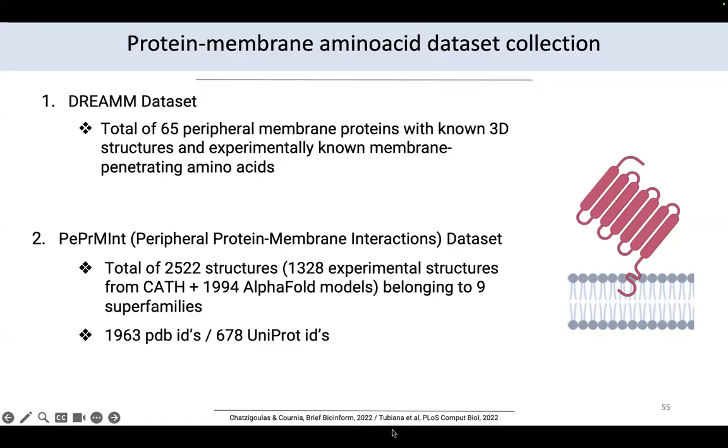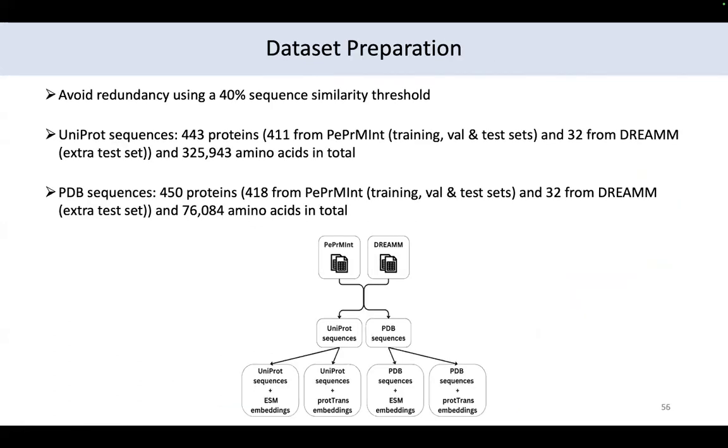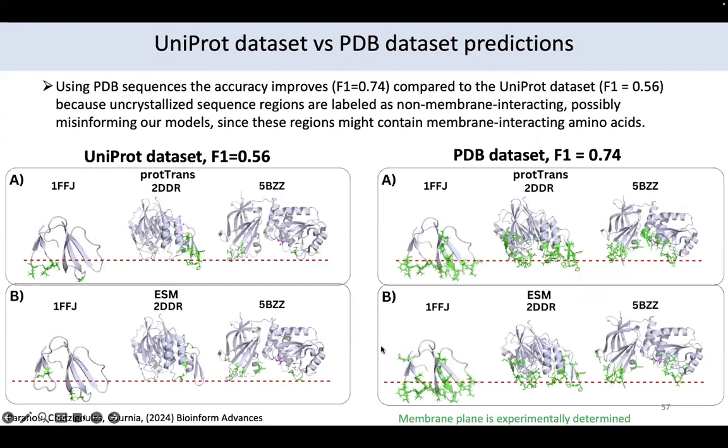But at the same time, the group of Natalie Reuter published a dataset called Peppermint, with a total of 2,500 structures showing the protein membrane interface. With that expanded dataset, we could now use deep learning. So eventually we selected the proteins and created 2 datasets. One is just the UniProt sequences, and one was the sequences that were resolved in the Protein Data Bank.